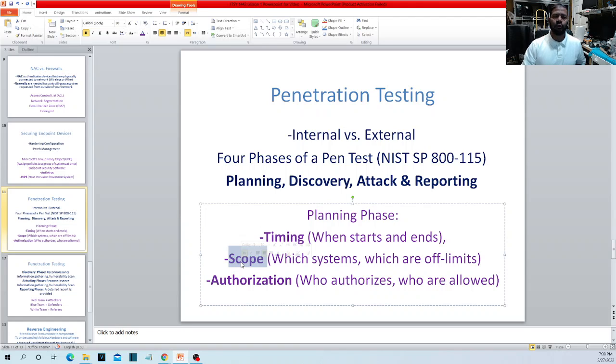Scope: exactly which machines or which segment of your network, exactly what software, what production facility they are going to hack. So what is in the scope and what is outside of the scope is clearly defined. Authorization: that will say who authorizes this team. If one of your internal employees or somebody thinks that somebody is hacking in and starts taking action against them, they're going to say, no, we are authorized. We are officially hacking into your system because we are penetration testers. That authorization has to be there.